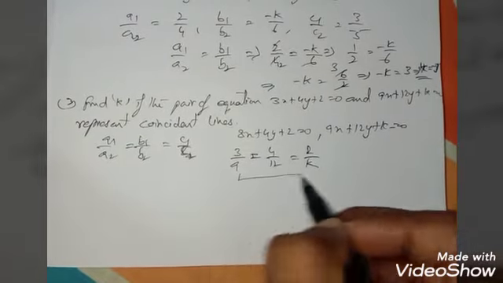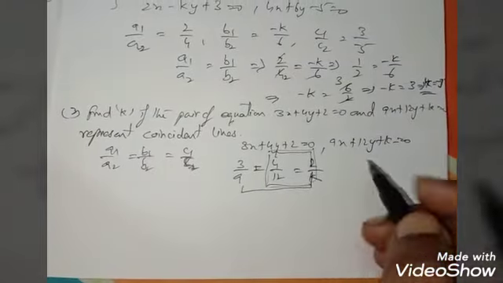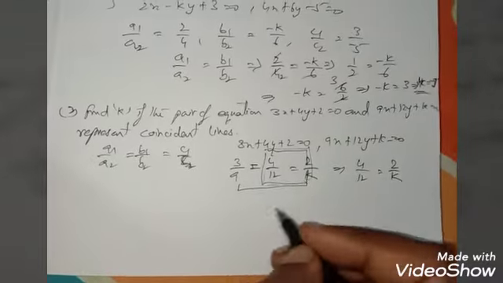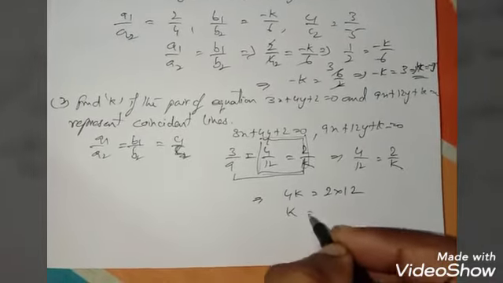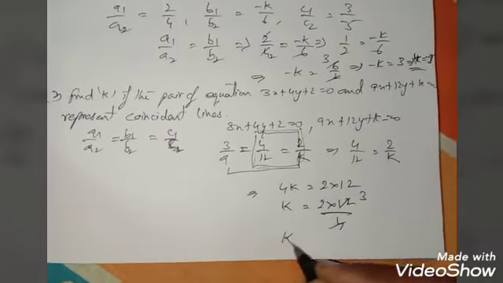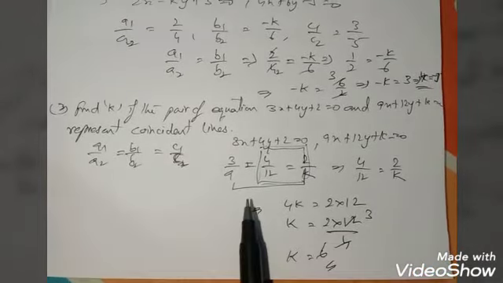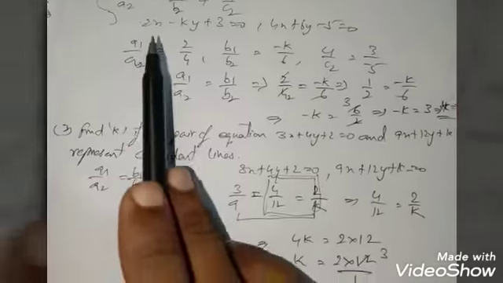You can take any of these values, but these two are convenient for me, so I have taken 4 by 12 is equal to 2 by k. If I cross multiply, 4k is equal to 2 into 12, so k is equal to 2 into 12 by 4. Now 4 3s are 12, and 2 3s are 6. So k is 6. Like this we are finding the missing terms by using the conditions of coincident lines, parallel lines, and intersecting lines.